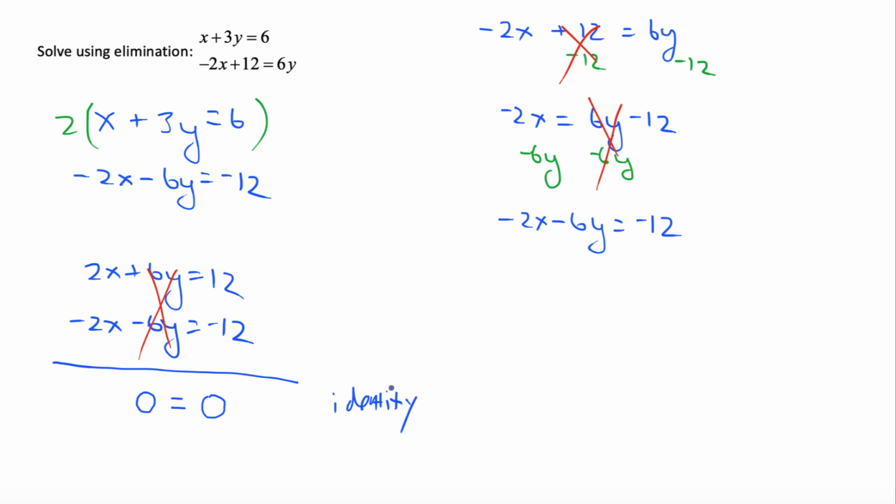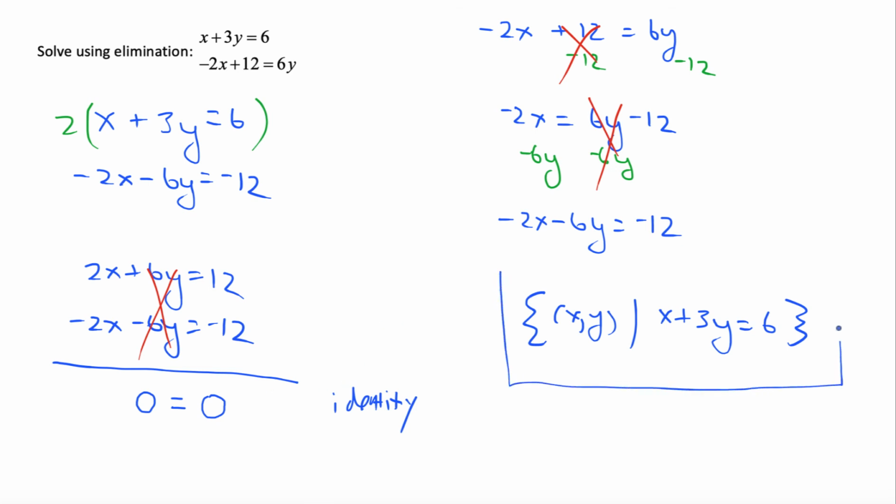Right, so you don't want to say identity, or you don't want to say they're the same line, or you don't want to say infinitely many solutions. Okay? The answer is every ordered pair that is on the line. So the way we rewrite that is the set of all ordered pairs such that x plus 3y is equal to 6. Okay? This is called set builder notation. Right, so now whenever you end up with an identity, you always want to write the answer like this.